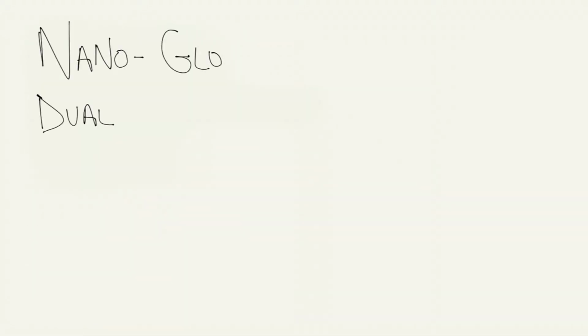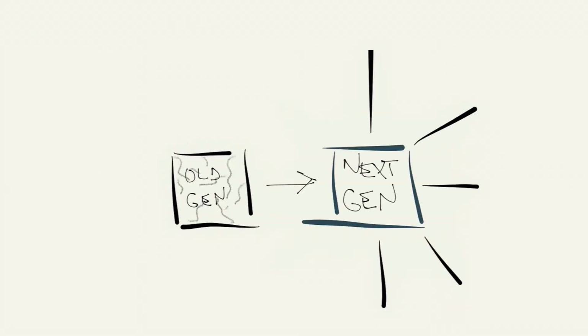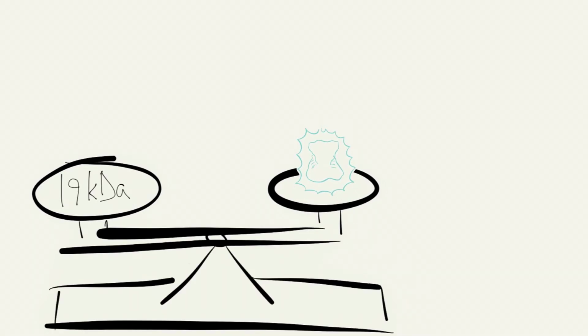The new Nano-Glo Dual-Luciferase Reporter Assay System, or NanoDLR, is Promega's next-generation dual-luciferase assay. It gives you the sensitive detection of both firefly luciferase and Nano-Glo luciferase in the same sample. Nano-Glo is our brightest and most versatile luciferase reporter. Its small size, only 19 kilodaltons, also makes it ideal for incorporation into viral genomes or as a protein fusion tag to monitor protein stability.